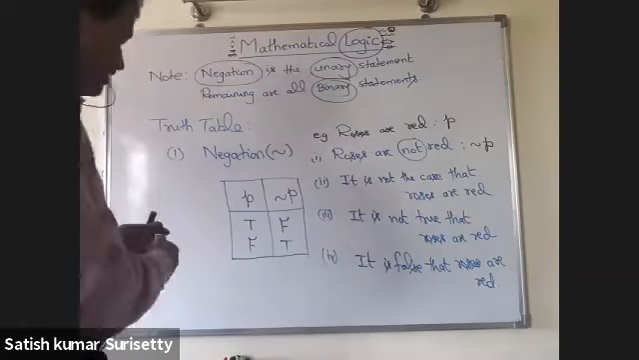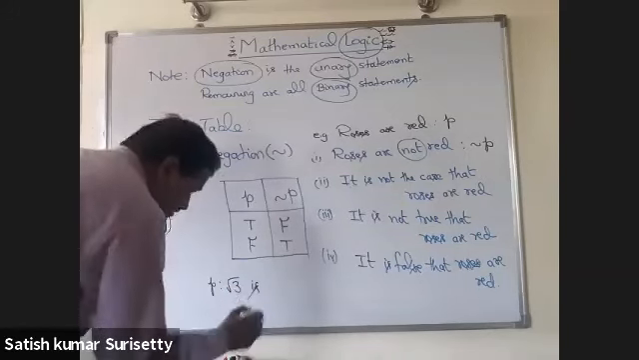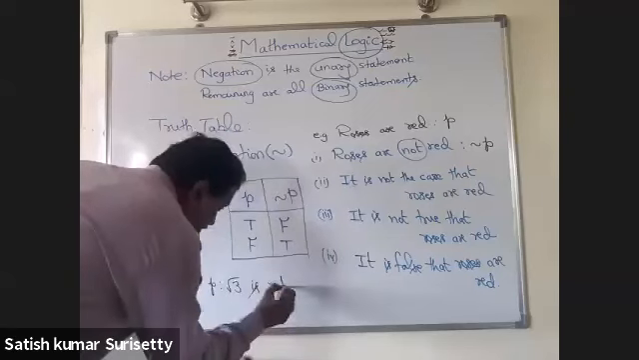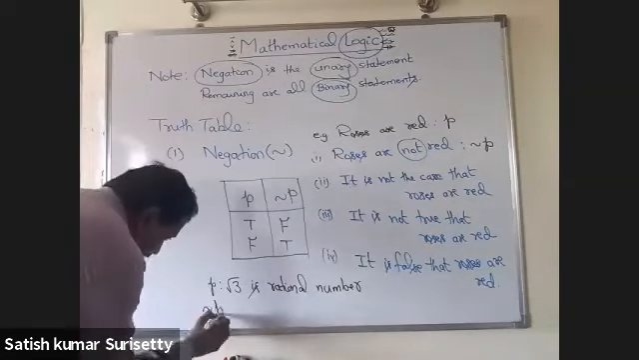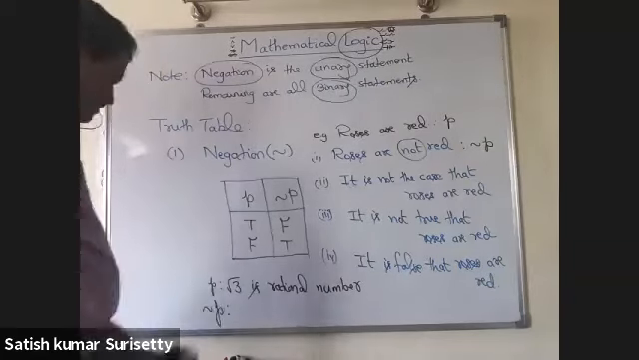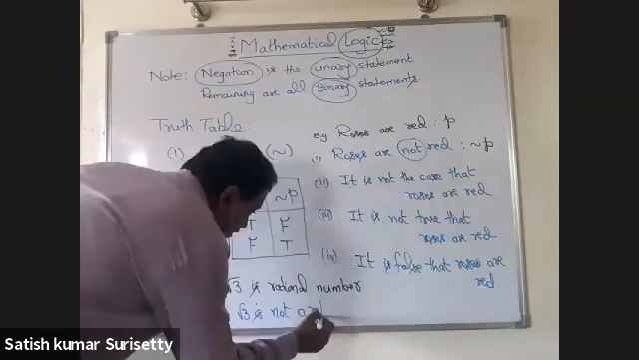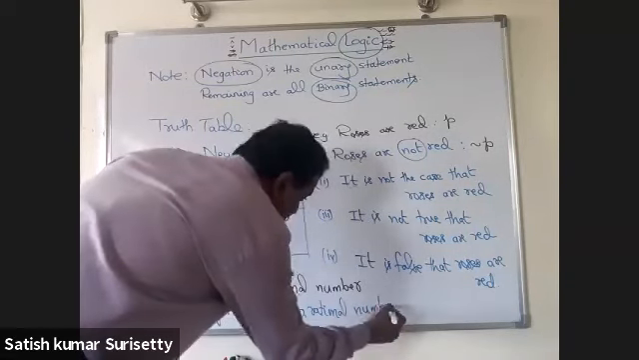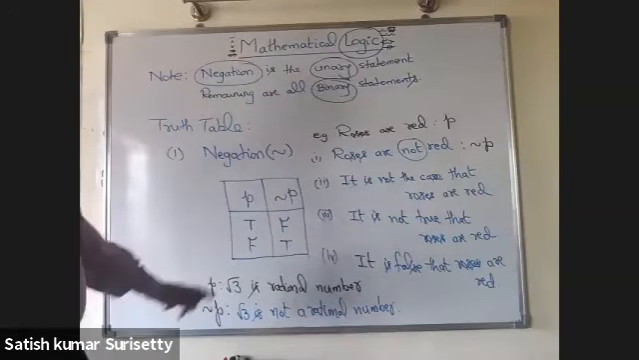Let us write one more example. Root 3 is a rational number. What is the preferable way of writing the negation? Which is preferable among all those? The first one. That means we write: root 3 is not a rational number. Here you prefer writing the negation as root 3 is not a rational number, rather than writing root 3 is an irrational number.